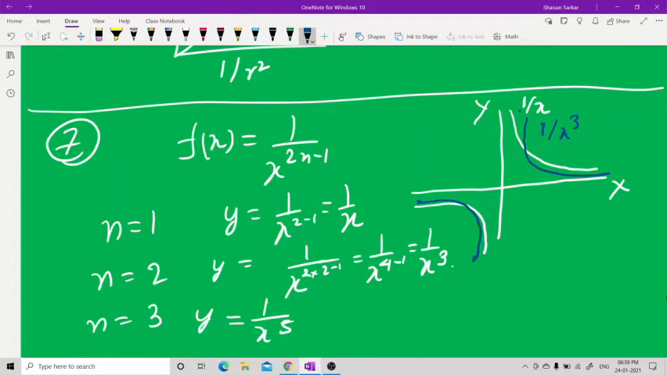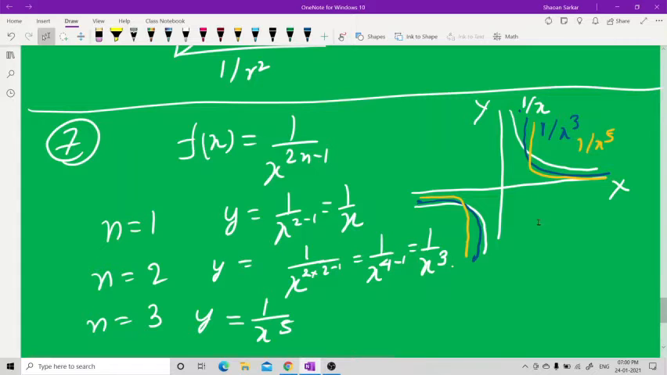This is the blue color graph of 1 upon x cube. And similarly, if you see 1 upon x to the power of 5, let me take the yellow color graph. It will come more like this. This is 1 upon x to the power of 5, the yellow color graph, and it will come like this, turn this way and this way. Now you have an idea how to draw this graph and how they will behave.